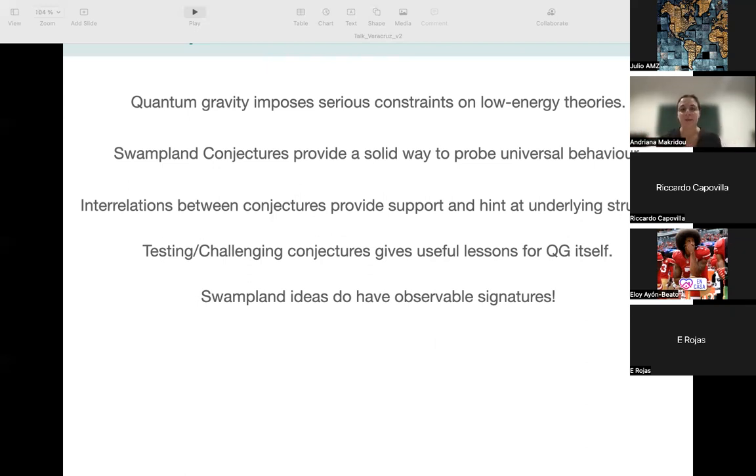And the last part is that Swampland ideas do have observable signatures. So it would be very interesting to look forward to that and see if actually something of this gets confirmed or even rejected. I think that would be equally exciting.